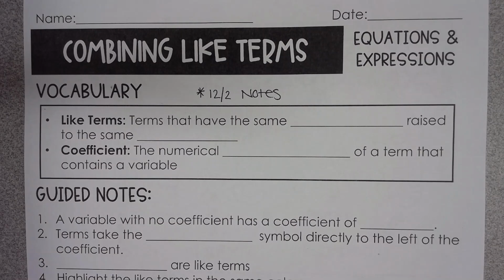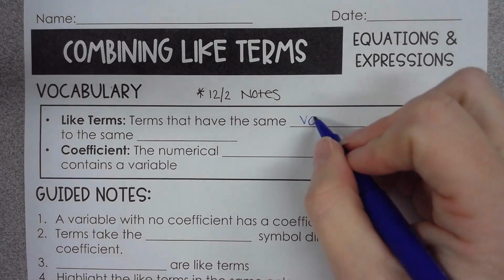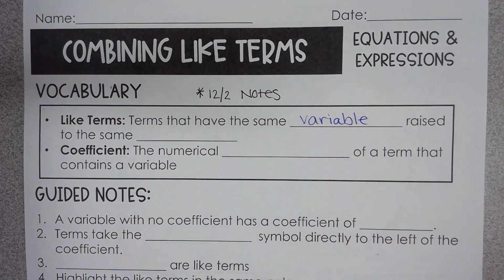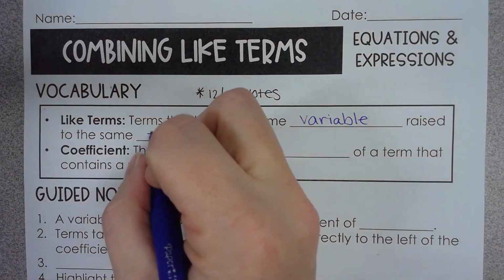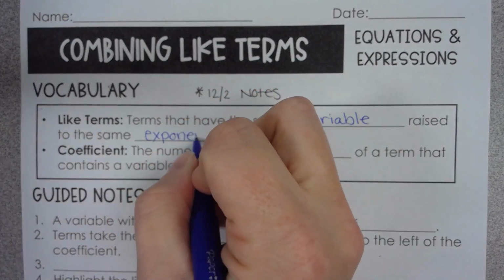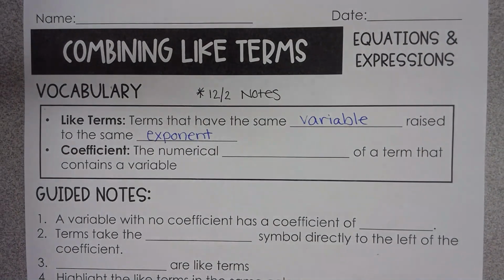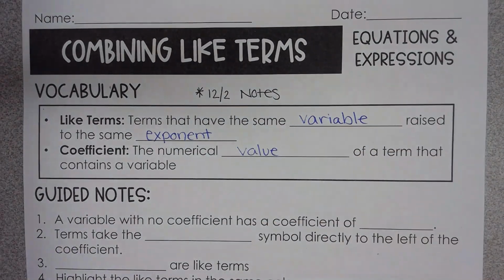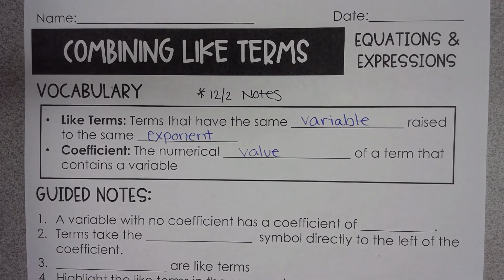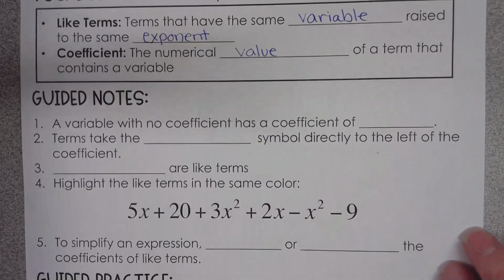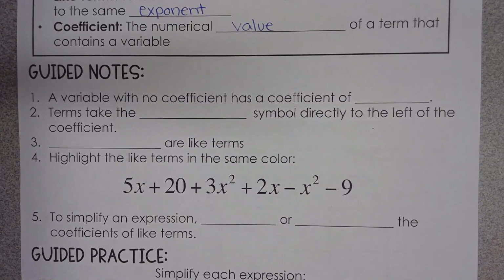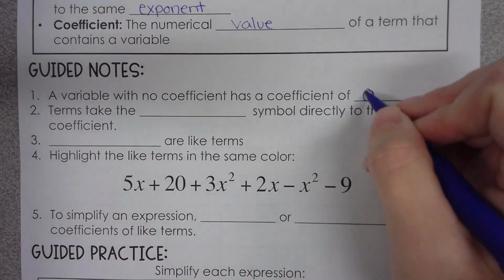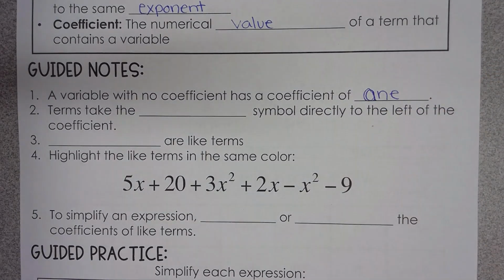Like terms are terms that have the same variable raised to the same exponent. The coefficient is the numerical value of a term that contains a variable, and we'll talk about each one of these. A variable with no coefficient has a coefficient of 1. If there is no value in front of the variable, that variable is always assumed to be 1.